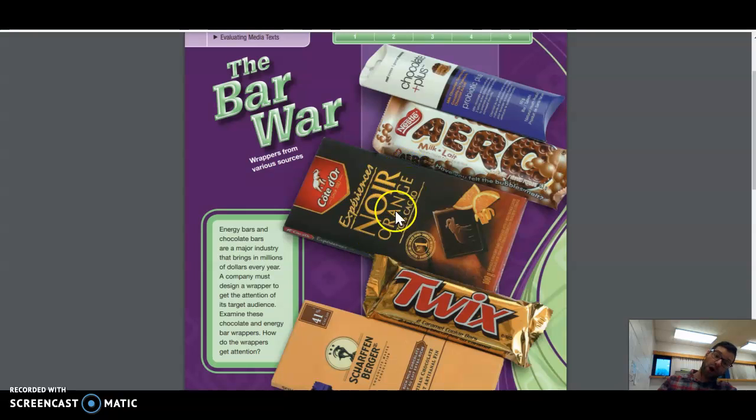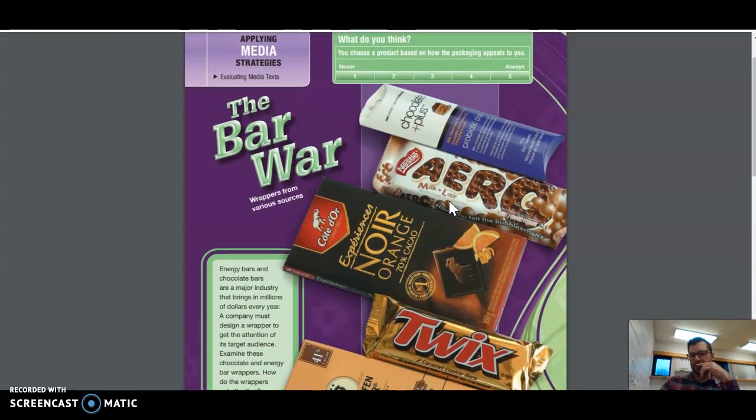Experiences Noir Orange, 70% cocoa. So this is a dark chocolate orange flavored chocolate bar. One thing it has that the other two we've looked at don't have is that it actually has a picture of the product on here with slices of orange, further identifying it as orange chocolate. Move up a little bit, got the Aero bar, different shades of brown and white, with the only other color here being the Nestle logo.